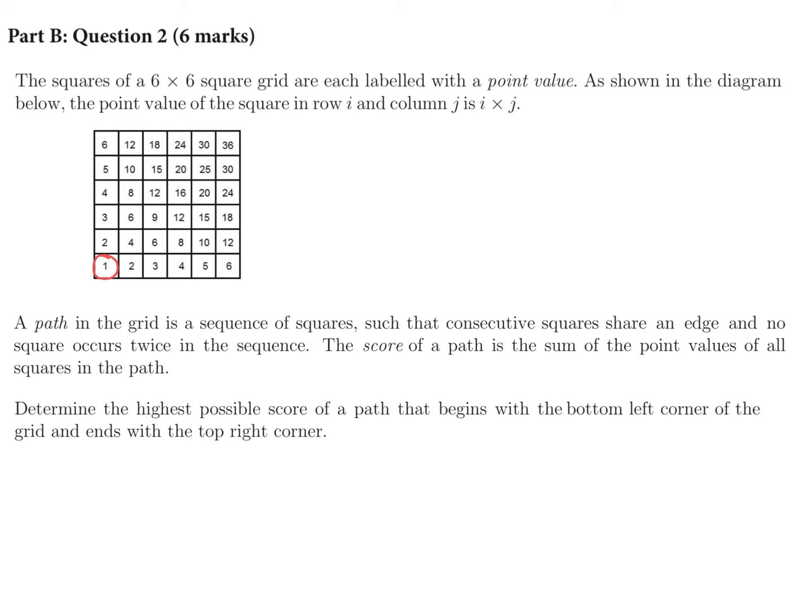I tried, I experimented. I went this way and this way. Again, I end up at 36 and I leave all these out. So I thought, is there any way to include all of them?